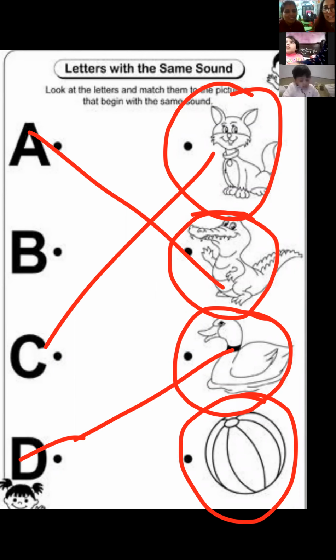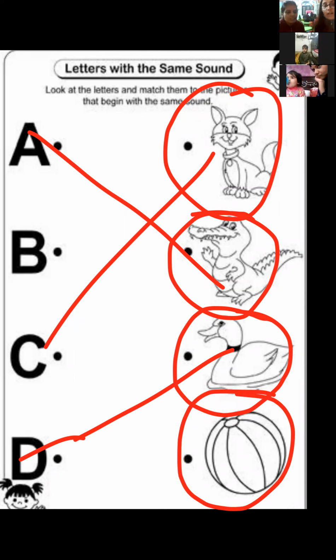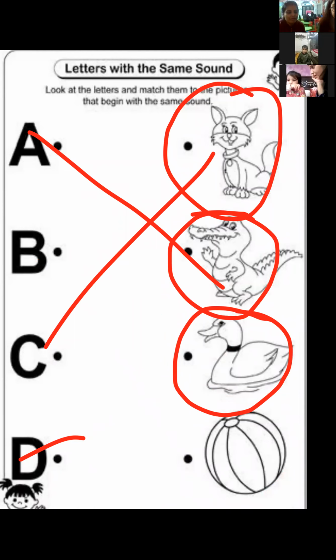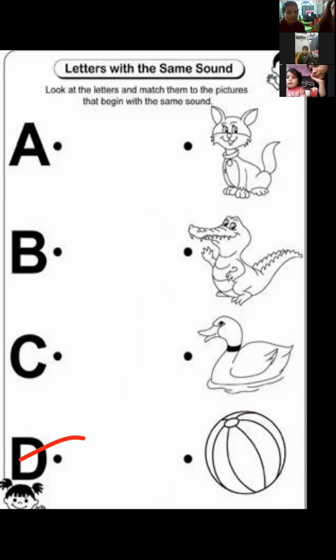Okay, next. Garvik will tell me. Garvik, please tell me, what is this? Ma'am ne abhi circle kiya. Very good, Garvik. Okay. Next, who's going to tell me? Wait, I will ask you, okay? Okay, next, Ahan will tell me.